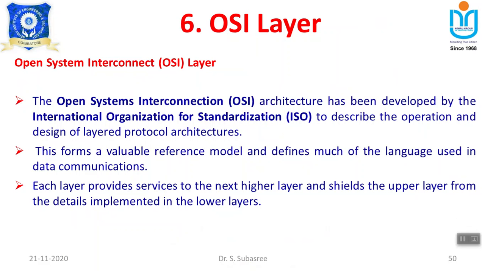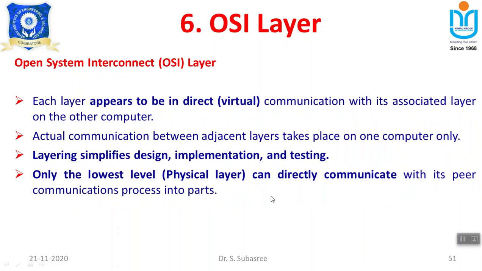We know very well that OSI is open system interconnection, and this open system interconnection architecture is accepted by the International Organization for Standardization. Why do we need ISO? As I told, we are using different operating environments and making communication between them. Somebody has to accept the rules and regulations. That is the International Organization for Standardization. Now we will see the architecture.